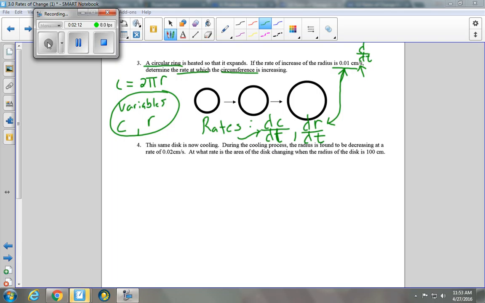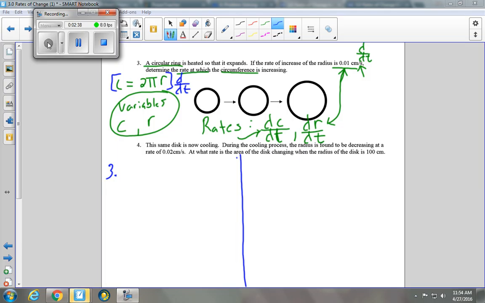Okay, so what we're going to do is actually just take the derivative of this. So d/dt of this, right? Both sides. Now, I'm going to split this in half down here and say this is question 3. So we're going to finish question 3 down here.